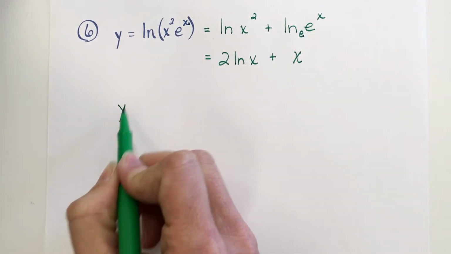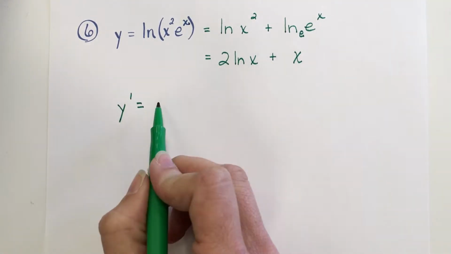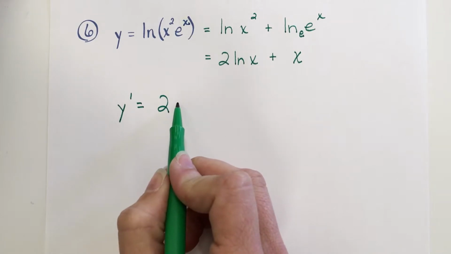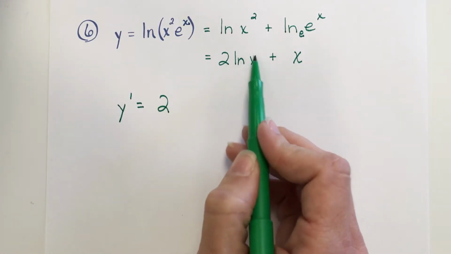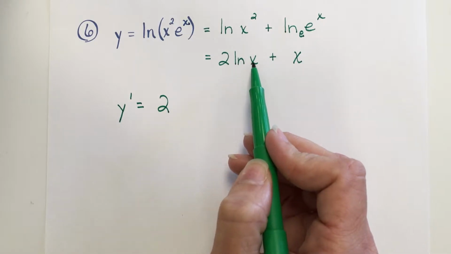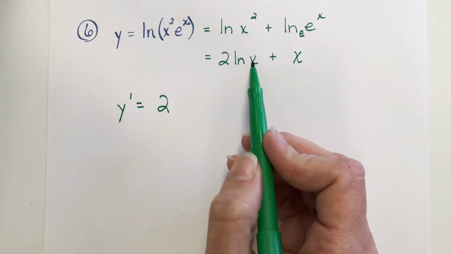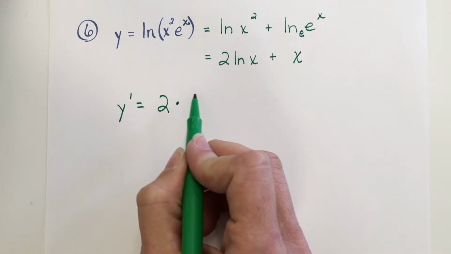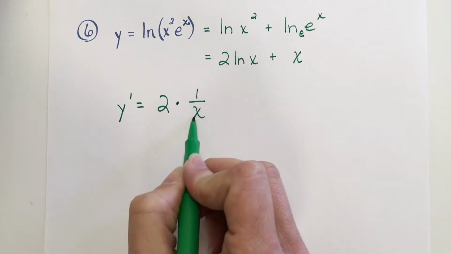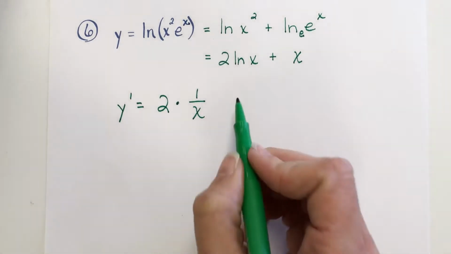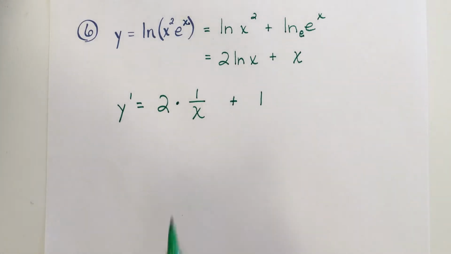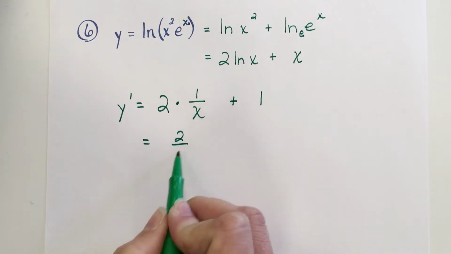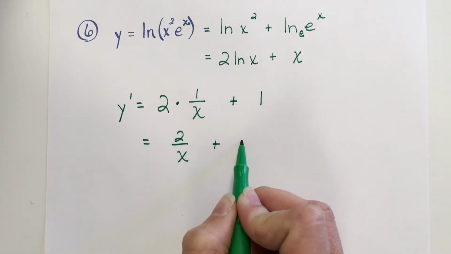Okay, so now let's look at taking our derivative. So we'll have 2 times, of course that's just a constant multiple, so now you're going to take the derivative of the natural log, which that was the previous section, so that would be u prime over u, which is just going to end up being 1 over x, and then you take the derivative of x, which is just 1. So I have 2 over x plus 1.